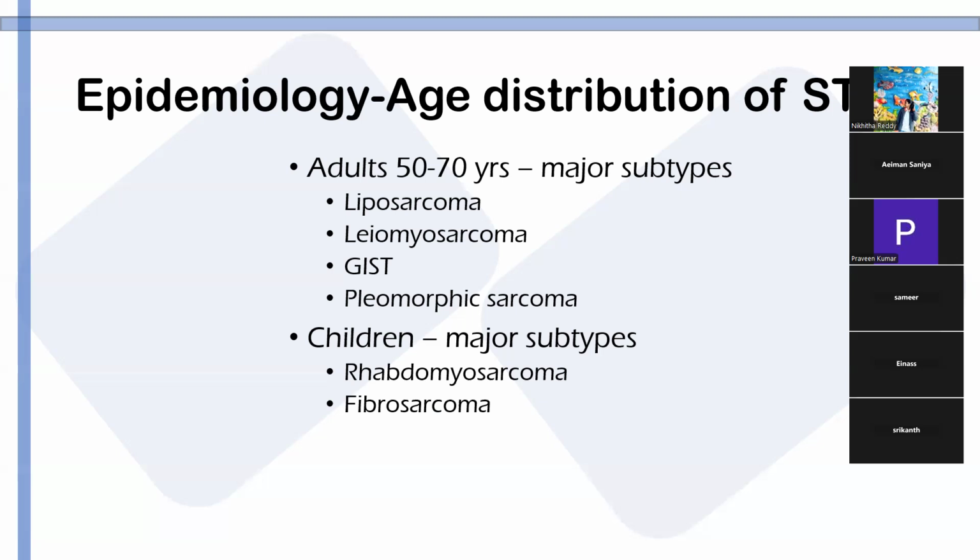How many types are described? Do you know approximately of sarcomas? 50 to 55, 70 subtypes. Correct. So, as you can see, I have mentioned the common ones, which are only 5 or 6. In children, the major types are rhabdomyosarcoma and fibrosarcoma. Okay, more than 50 types of sarcomas are there.